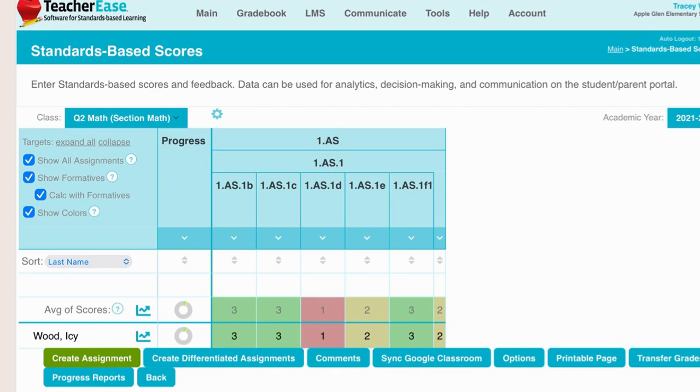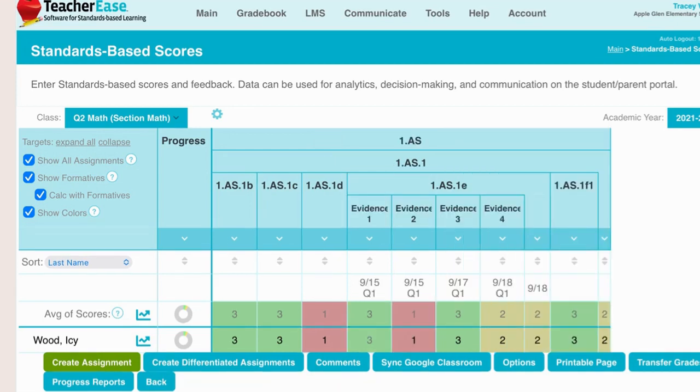This last learning target, 1AS1F1, is earning a 3, and even though they've mastered the new learning target, they're still getting only a 2 on their report card because these last 2 learning targets from the first quarter never came to mastery.